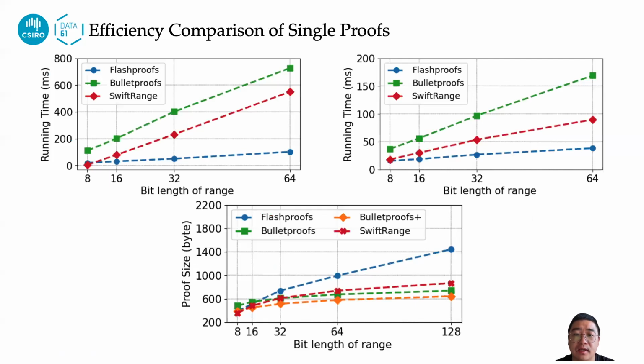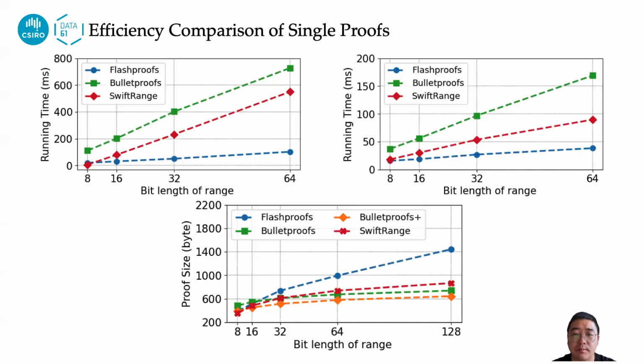Finally, let me show you our experimental results. We conducted comprehensive benchmarks of the performance of our proof against two state-of-the-art range proofs in the discrete logarithm setting, namely Flash proofs and Bulletproofs. And by the way, I'm also the first author of Flash proofs, which was published in AsiaCrypt 2022.